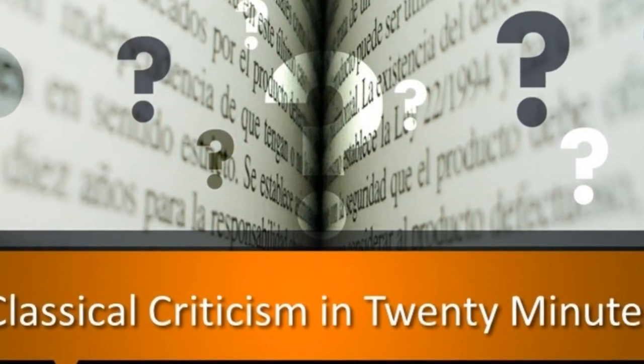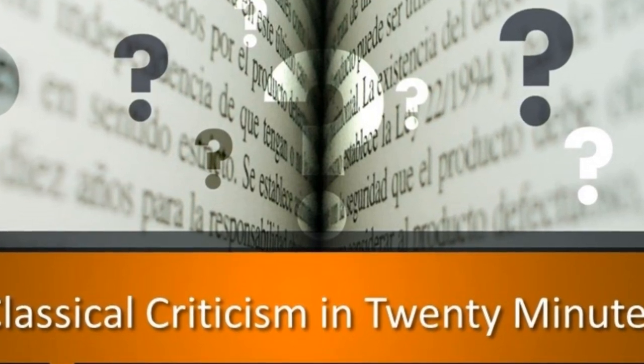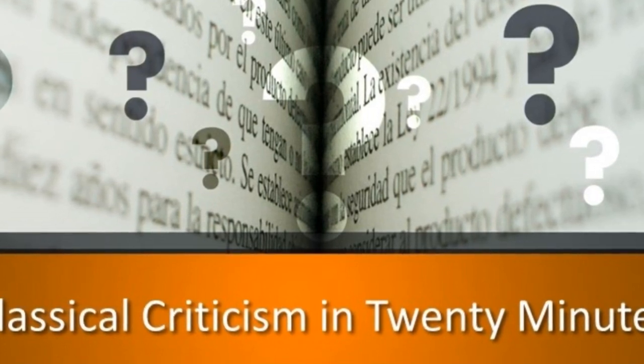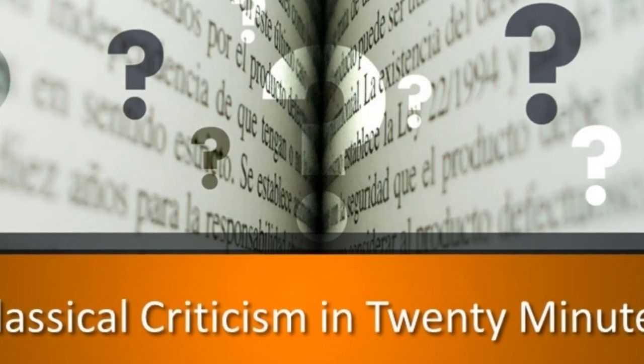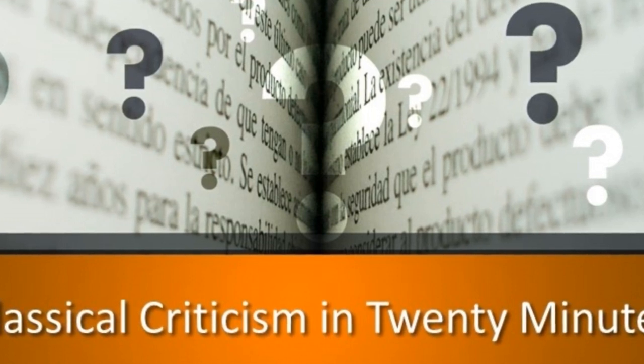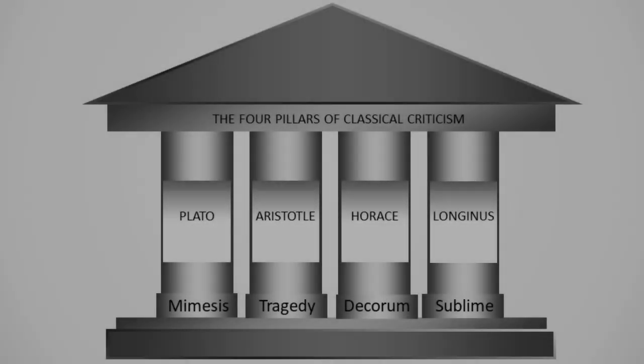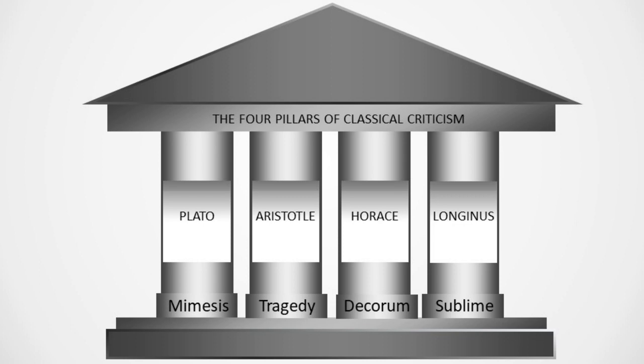The Greek and Roman critics belong to the classical school of criticism, which is still relevant today. The basic concepts they have given us to study literature with are still important and supply us with the basic ideas whereby to examine the literary text. These critics are commonly understood as the four pillars of classical criticism: Plato, Aristotle, Horace, and Longinus. Plato, Aristotle, and Longinus are Greek critics, and Horace is a Roman critic.